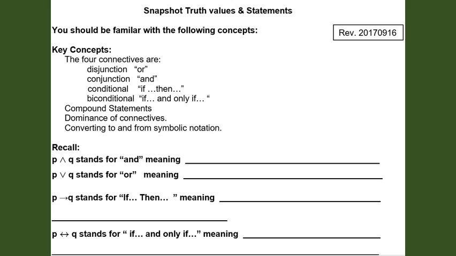What we mean by a compound statement is simply a series of simple statements joined together by the four connectives. The dominance of connectives. Dominance meaning which one do you do first? Order of operations kind of thing. First comes if and only if. Then you look for the if then. Then you look for and or, left to right.